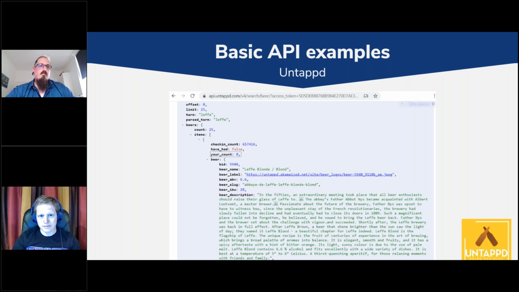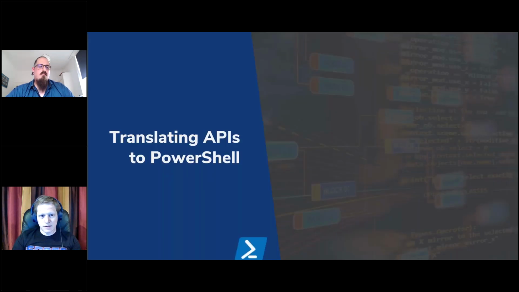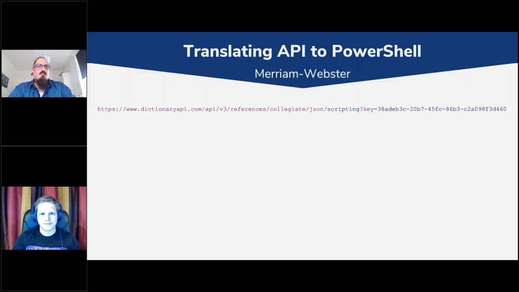No, that's correct. Okay, so we had the 4 examples for Merriam-Webster, for Steam, for the waste management system, and for Untapped. So how can we translate these to PowerShell? Well, first, when we had the Merriam-Webster part, we use this URL. Yeah, but that's just a URL. How do I use that in PowerShell?